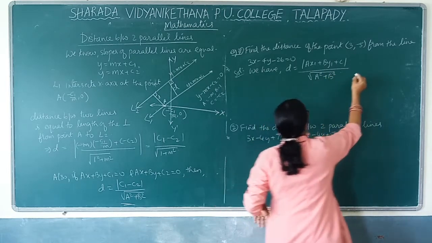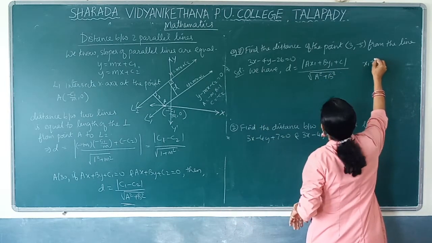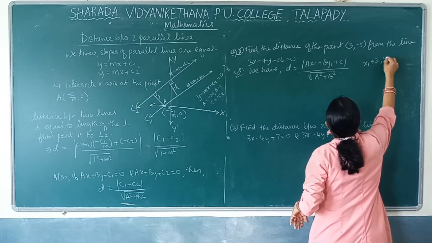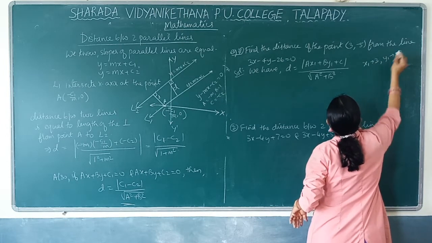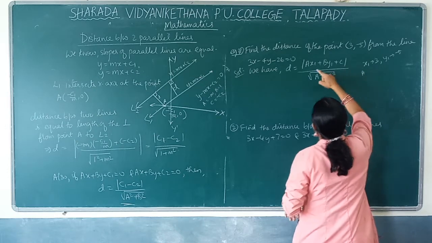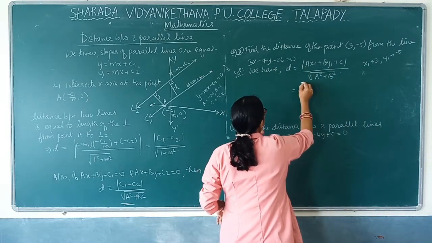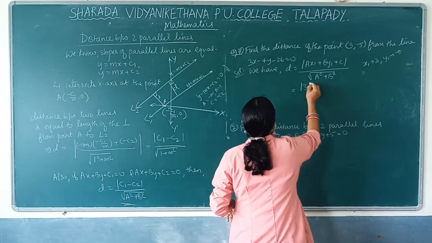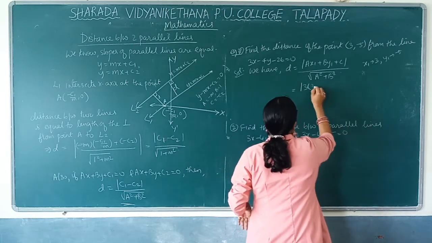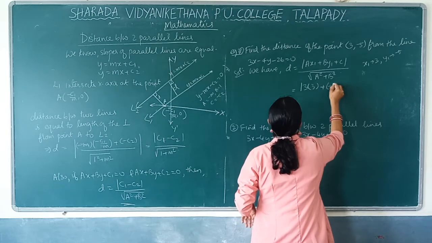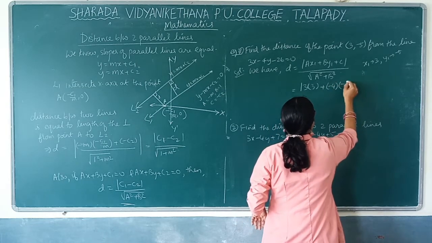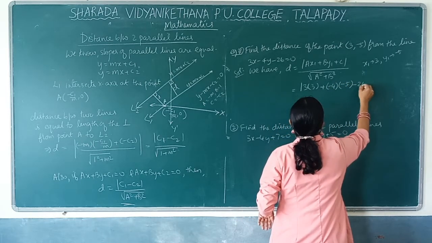What are x1 and y1 here? x1 is the point given, 3, and y1 is -5. For ax1 plus by1 plus c, this is nothing but the given expression only. No need to mention what a, b, c are. Just write the given equation: 3 into x1 value, what is x1? 3, plus b, which is -4, times y1, what is that? -5, plus c, that is -26.